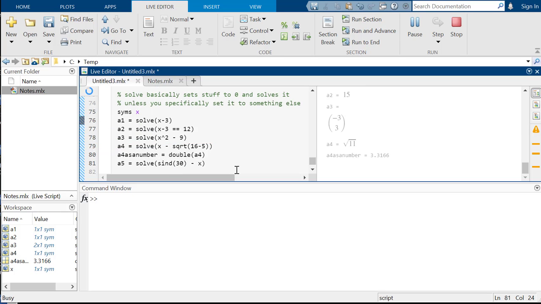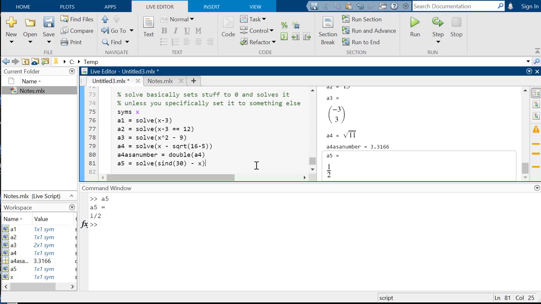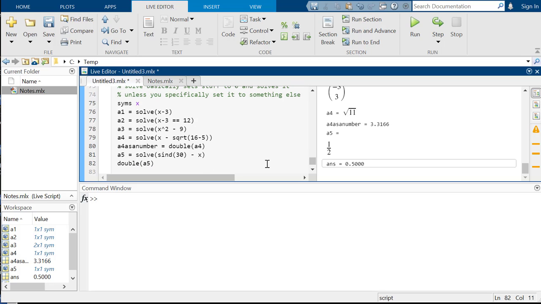I'm just gonna put a minus x in there. And it's giving me 1/2, and you're like, thanks, that's kind of helpful, but I just want the stupid 0.5. You would need to say double of a5 to get that nice 0.5 value that everybody knows and loves. I feel like it can also do weird things.